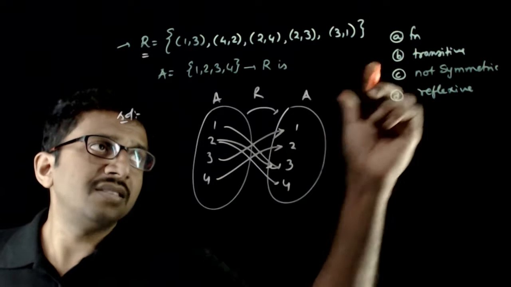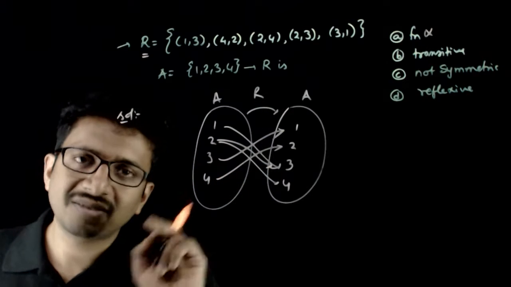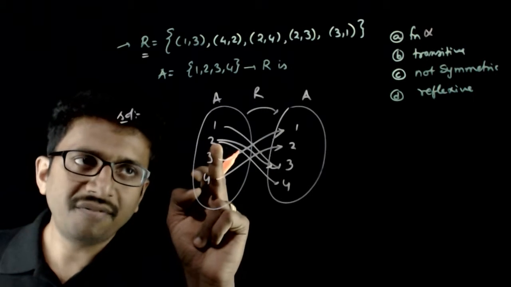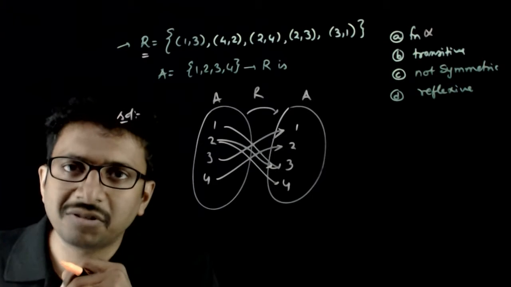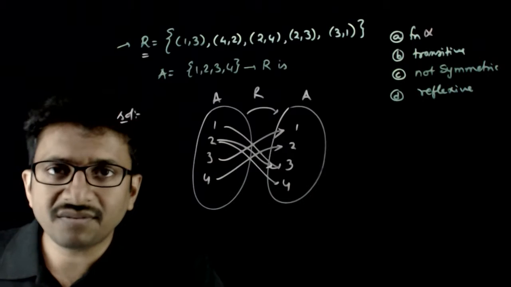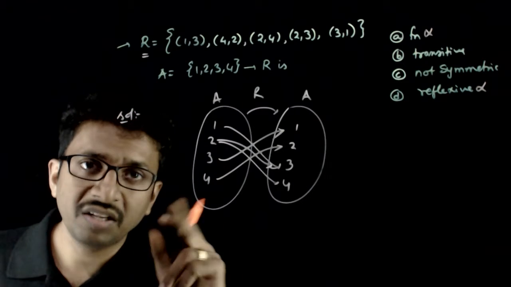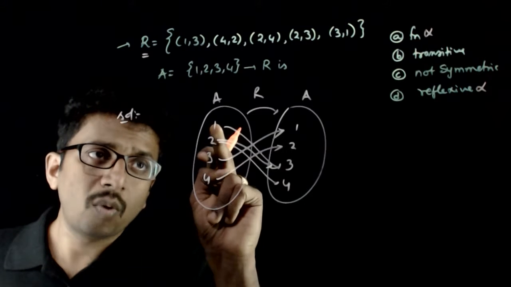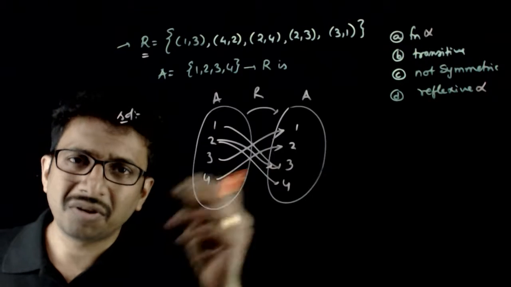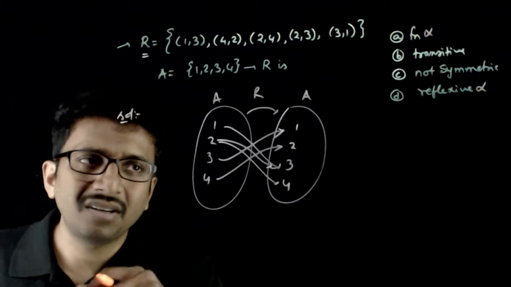So first, is this a function? No, because 2 has 2 images. If it is a function, every element in the domain should have only one image. So this is not a function. Now, is this reflexive? No, this is not reflexive because 1 is not related to 1, 2 is also not related to 2, nothing is related to itself. So it's not reflexive.